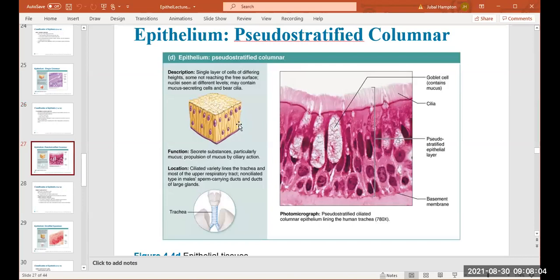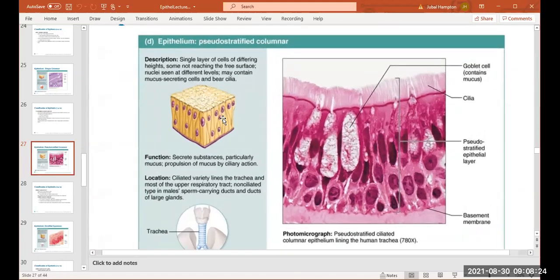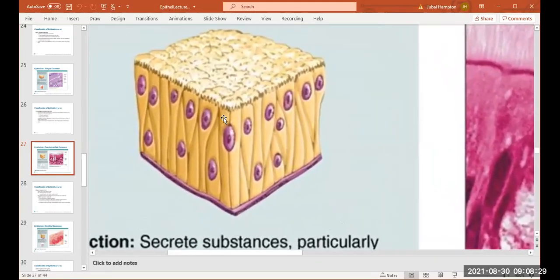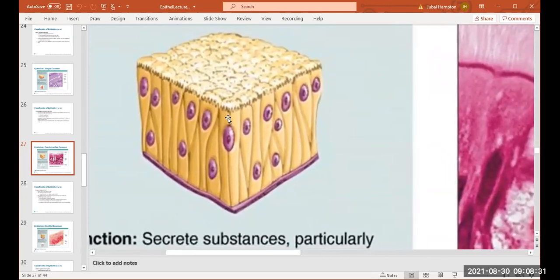So here we have a diagram. It's called pseudostratified because that word pseudo means false, falsely stratified. Now you look here and you think, oh, it looks pretty stratified to me. I mean, look at those nuclei. But let's look carefully at the diagram.